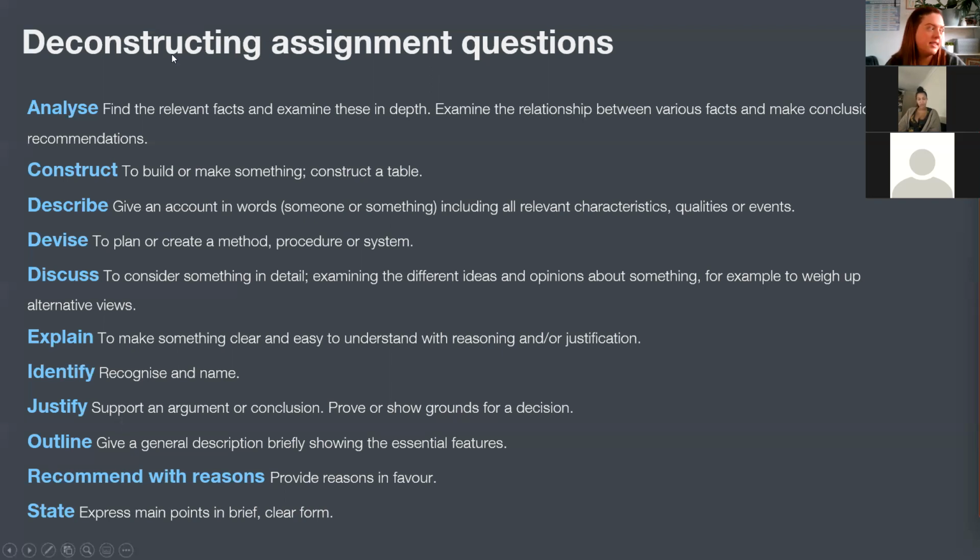With the analyze, this is really where you're going to spend most of your time in your assignments. If you're being asked to analyze something, this is where you're going to put the most work in, because it's really drawing on the connections with what's in the scenarios, looking at all the key things, conclusions and recommendations. So I would expect that you'd spend most of your time in an analysing question.